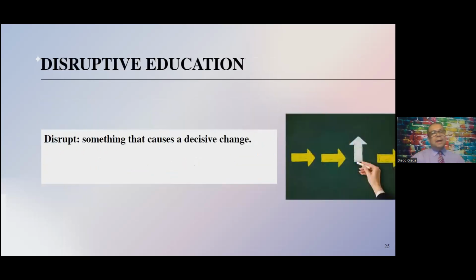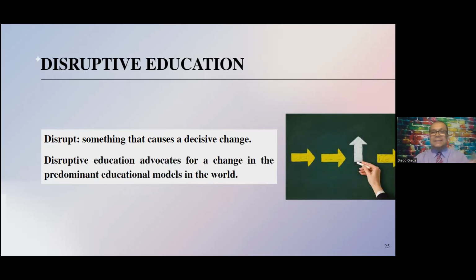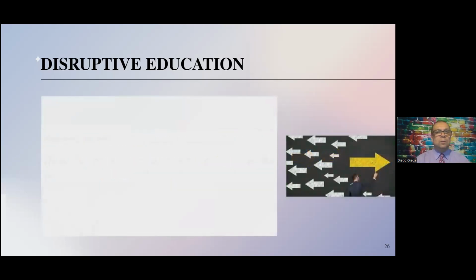Okay? And just to finish here, we talk a little bit about disruptive education. So what does it mean to disrupt? Something that causes a decisive change. So to disrupt is not always negative, it doesn't have a negative connotation. To disrupt is something that causes a decisive change. It's decisive, like important. So disruptive education advocates for a change in the predominant educational models in the world.